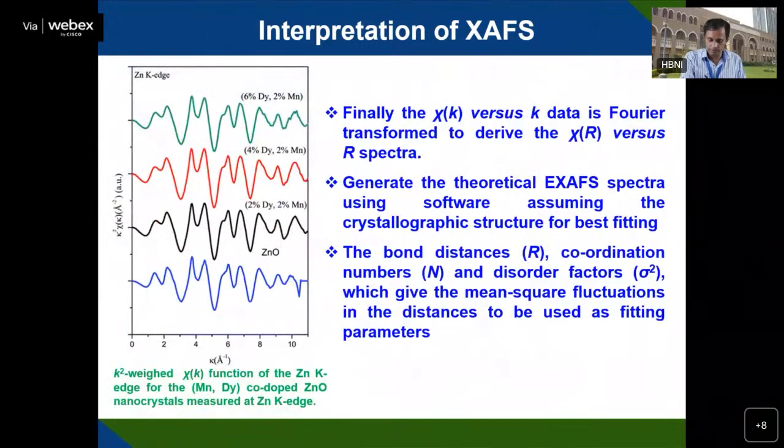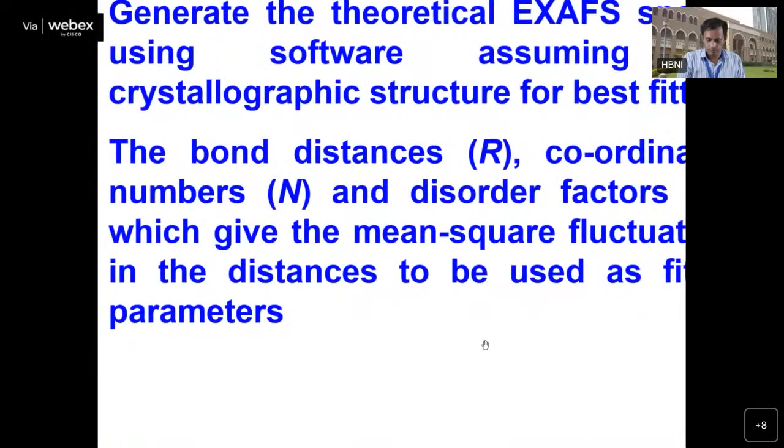So once you get this information, you can see the initial equation was like this. After performing this analysis step, you will get this type of spectra, chi K versus K. You can plot K, K square or K cube times chi K. Once you multiply by higher order, you will get better information. So finally chi K versus K, you can plot and generate an EXAFS spectra. And from this spectra, from the peak position, you will be able to find out the bond distance, coordination number, or Debye-Waller factor, all that information.